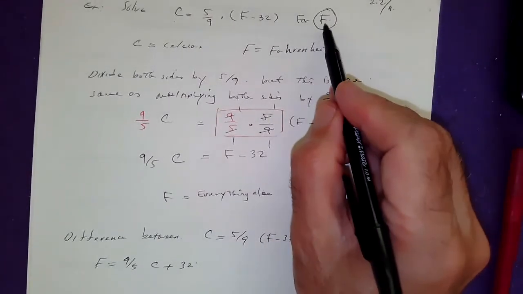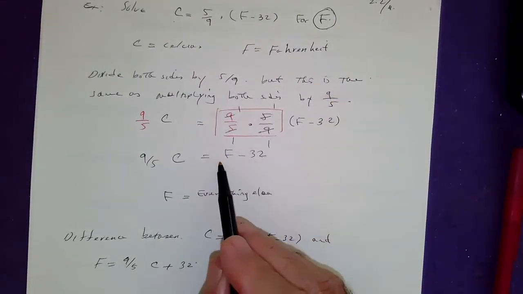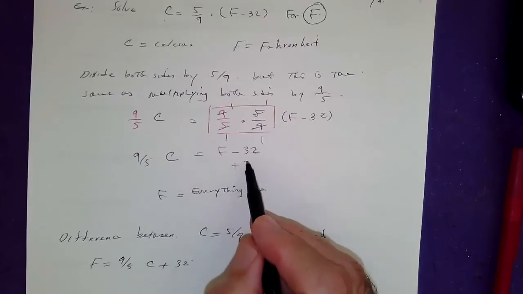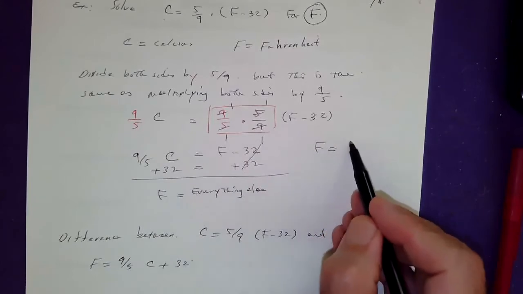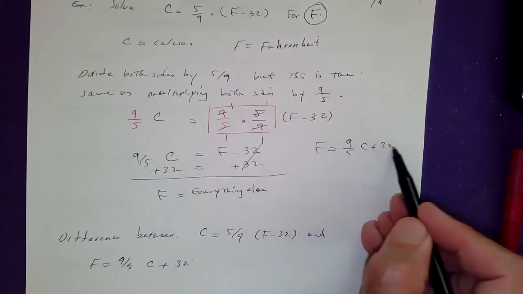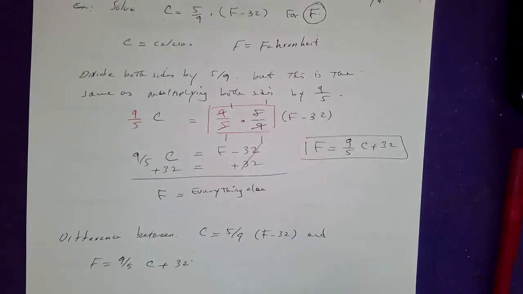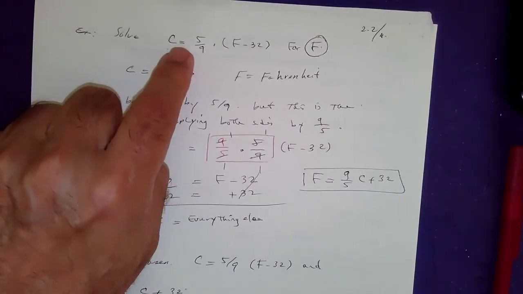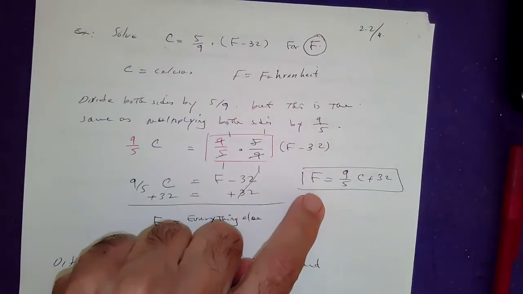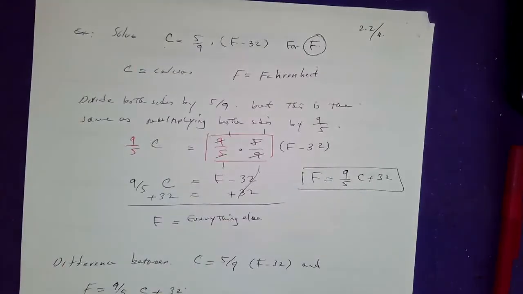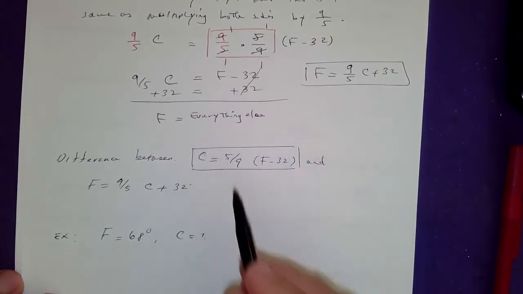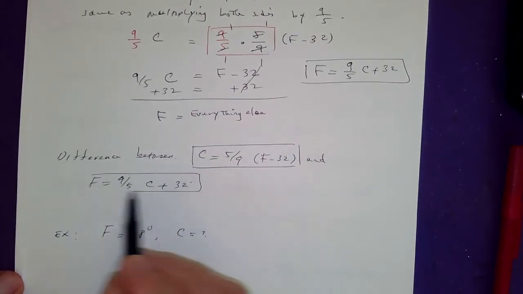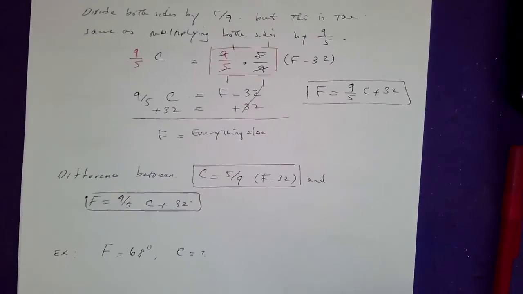Remember, we were supposed to solve for F. I don't need the minus 32 next to the F, so I'm going to add 32. These guys cancel. So F is equal to 9/5 C plus 32. Final answer. So I manipulated the formula and wrote the formula for F in terms of C. So the question is, what is the difference between the formula given in the problem and the one I manipulated and wrote as F equals a function of C?